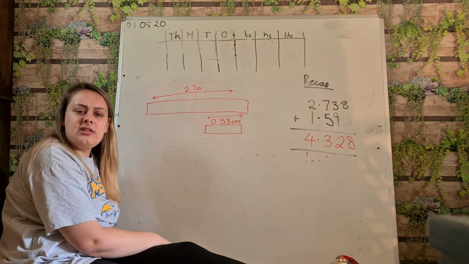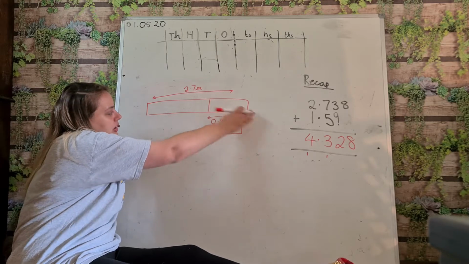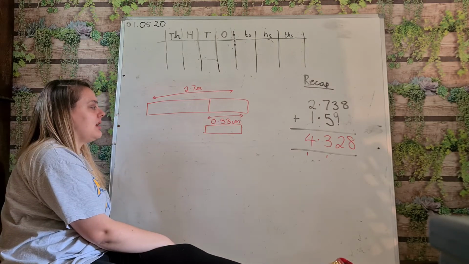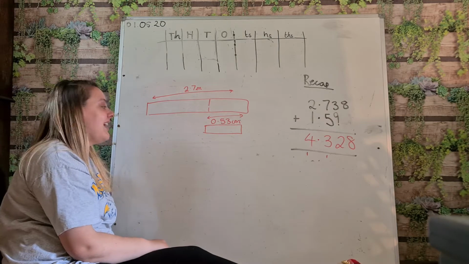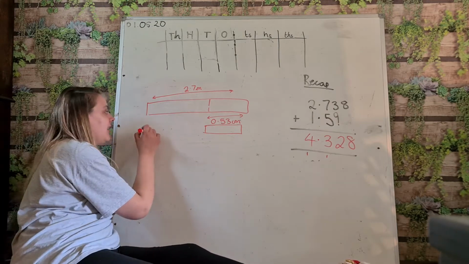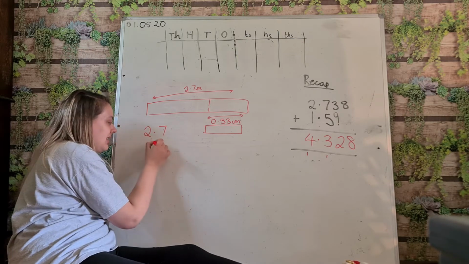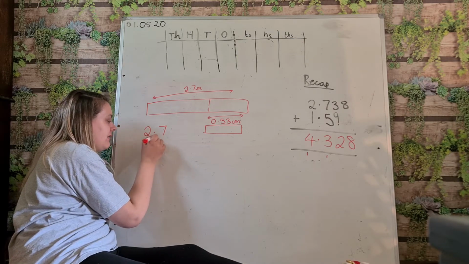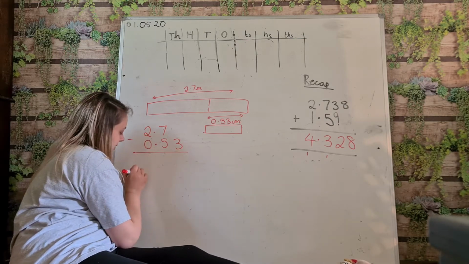So how would I go about doing that? How would I work out what's left? When I take that plank, I cut 0.53 centimetres off. How would I work out what's left? Yeah, I need to do some column subtraction, don't I? So I've got 2.7. Again, make sure that place value is correct, 0.53, and I'm going to subtract them.